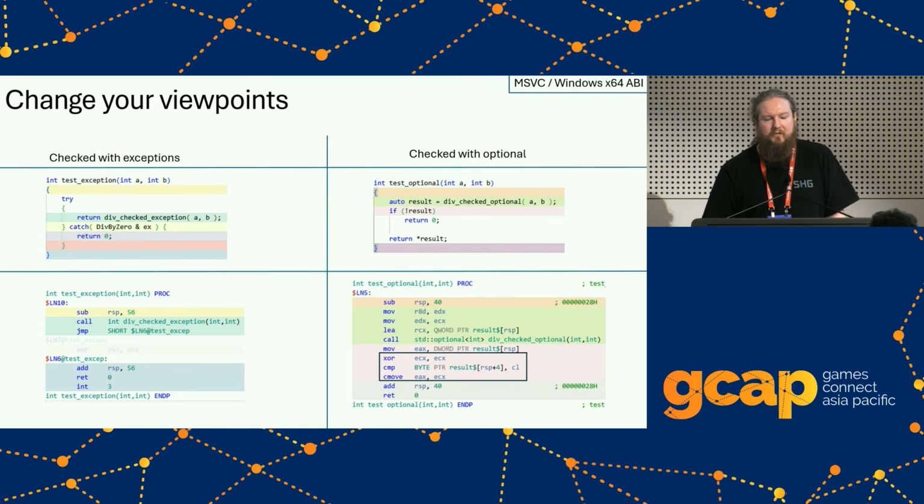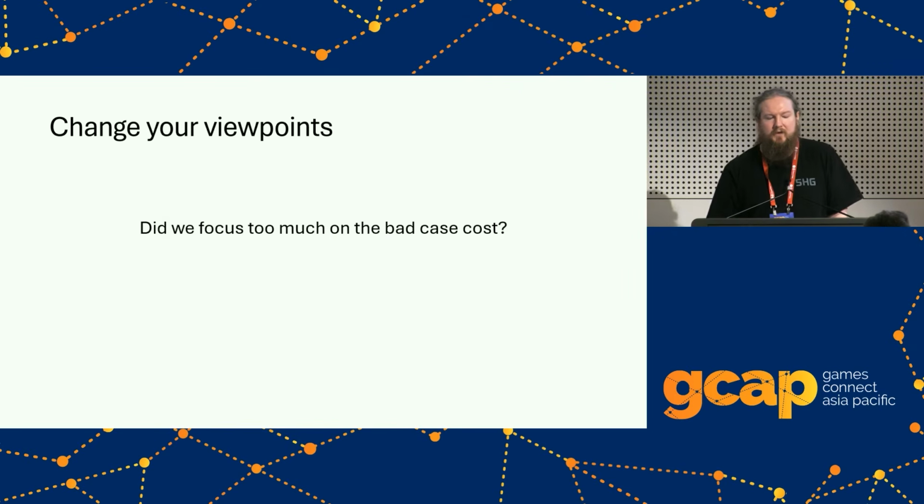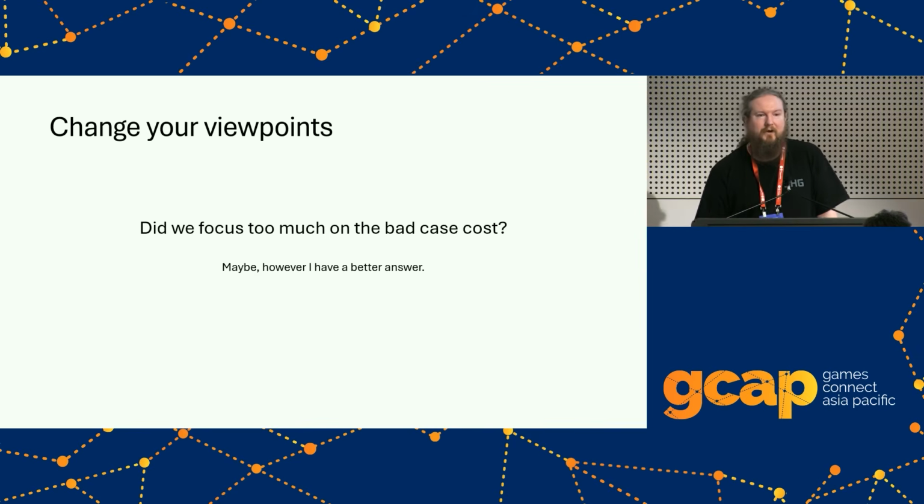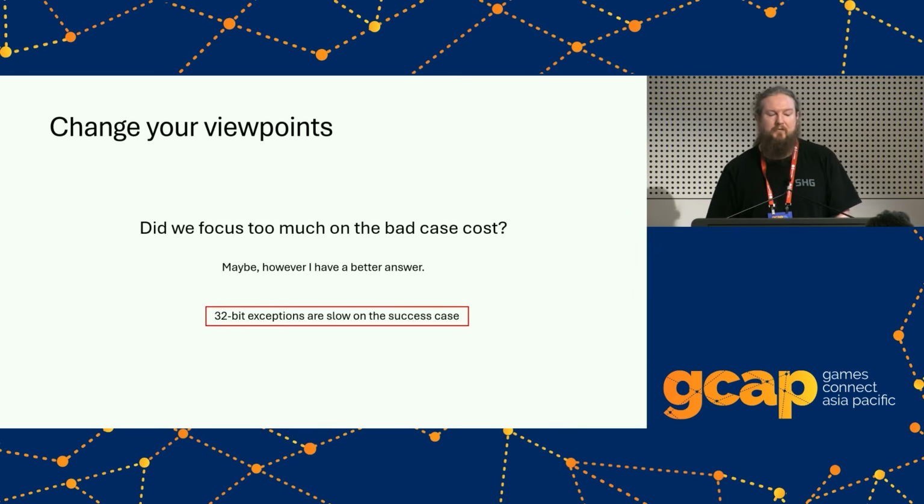So taking all that into account, did we potentially focus too much on the performance of the bad case with the exceptions? And I think that could be the case, but I've got a slightly better answer for why we've got this ingrained view that exceptions are bad. And that's because 32-bit exceptions were extremely bad, even on the success case.